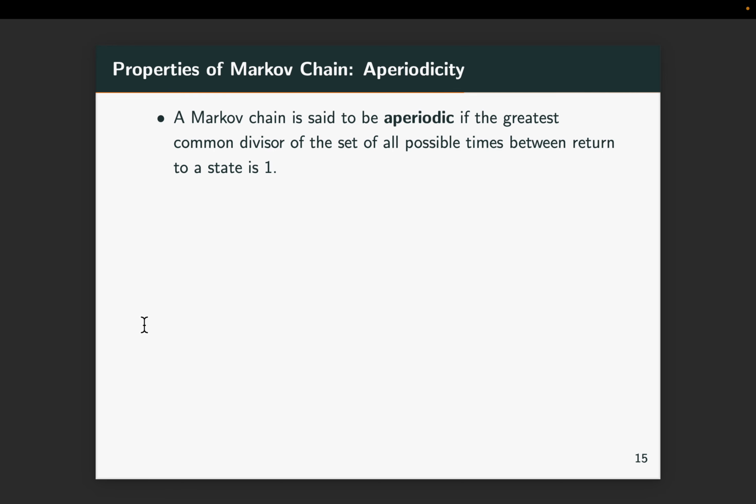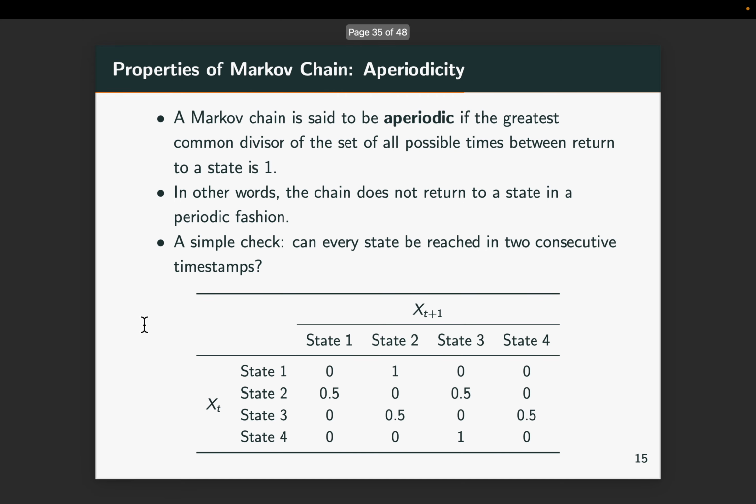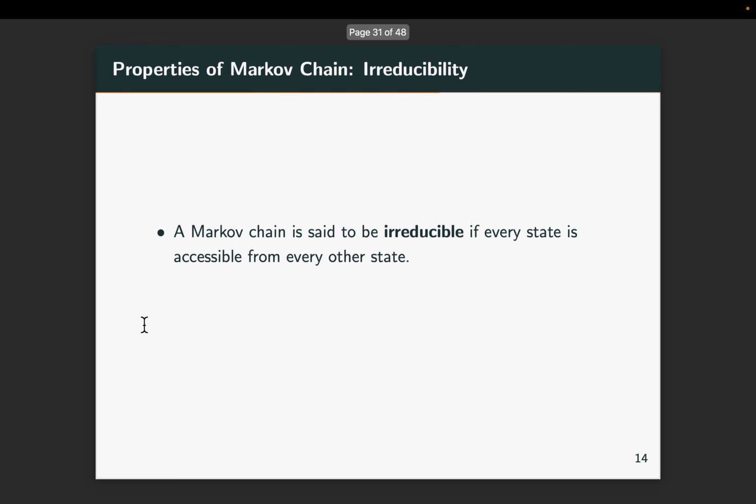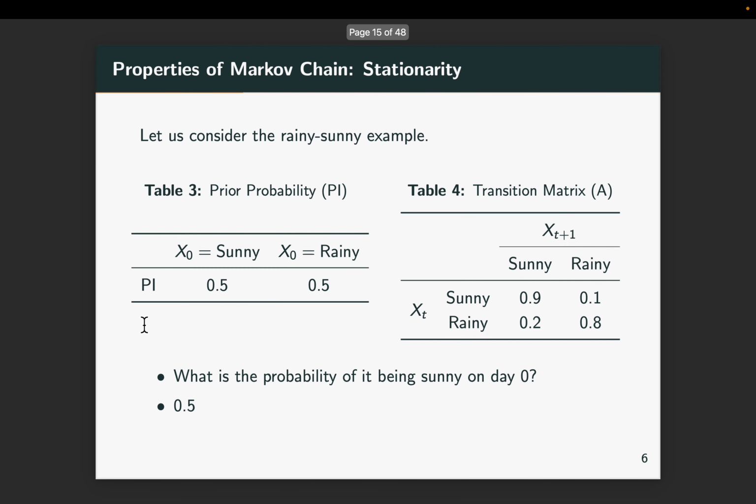Right? We could look at all of that definition, or we can look at the other, simpler one: the chain does not return to a particular state in a periodic fashion. This is slightly simpler, but I think if we just take an example, it becomes much simpler. So the third definition is the one I want you to concentrate on. Can every state be reached in 2 consecutive timestamps? In order to understand this, let's go back to the simpler example.